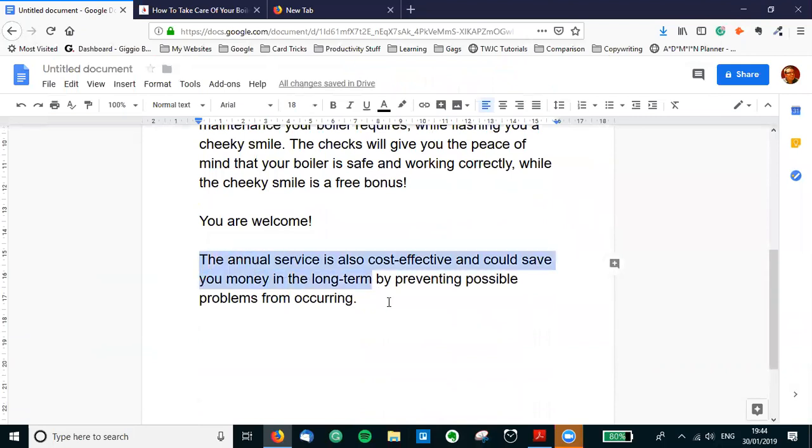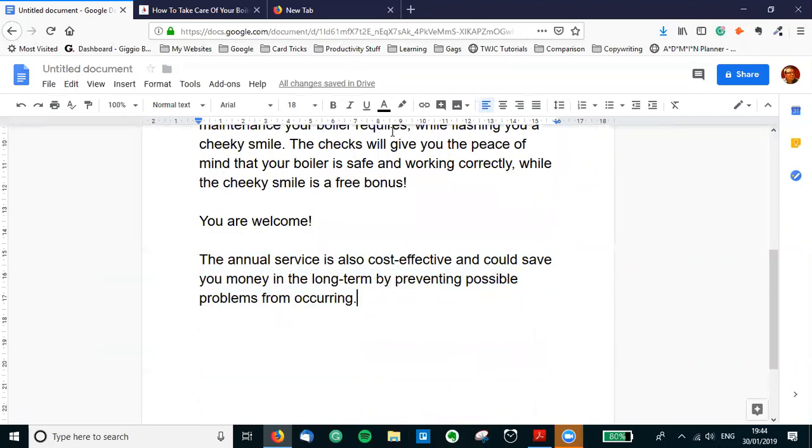The annual service is also cost effective. Oh, cost effective. There's a stinging word. Investment implies it's going to be quite expensive. So the annual service is also cost effective and could save you money in the long term by preventing possible problems from occurring. The trouble with that is that sentence screams, this is going to be expensive.